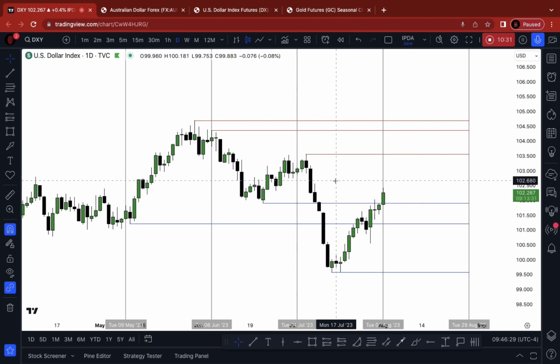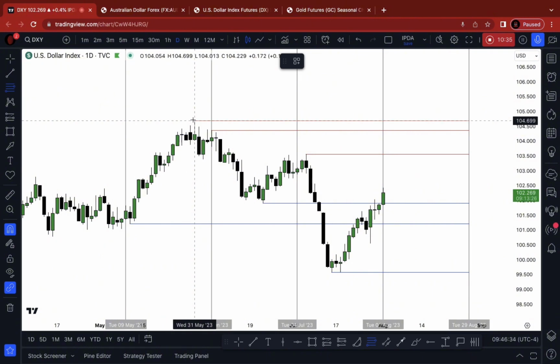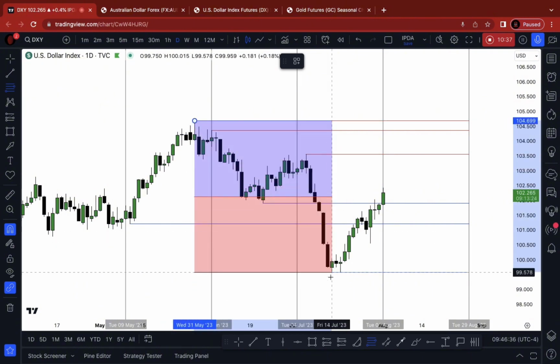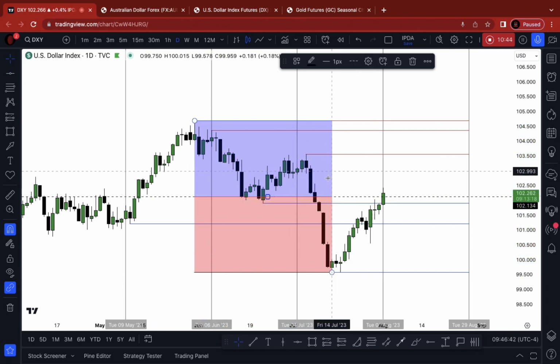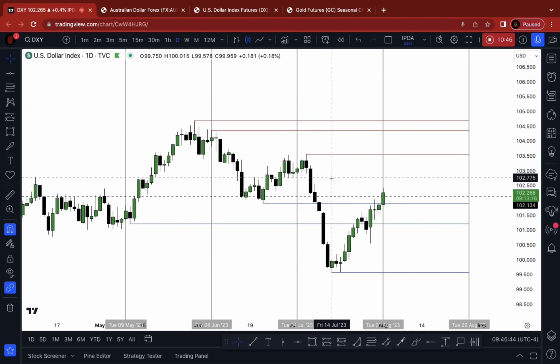At this point, I do the same thing. I try to find the range that we're currently trading in. So I find the highest high and lowest low. I keep it simple. Then I come here. I mark off the equilibrium line. And I notice where we are versus premium and discount.